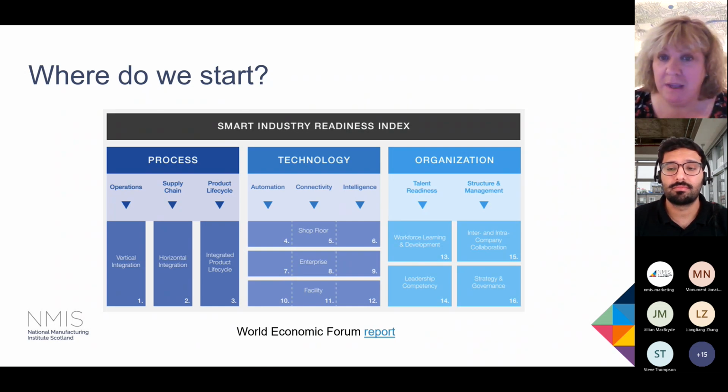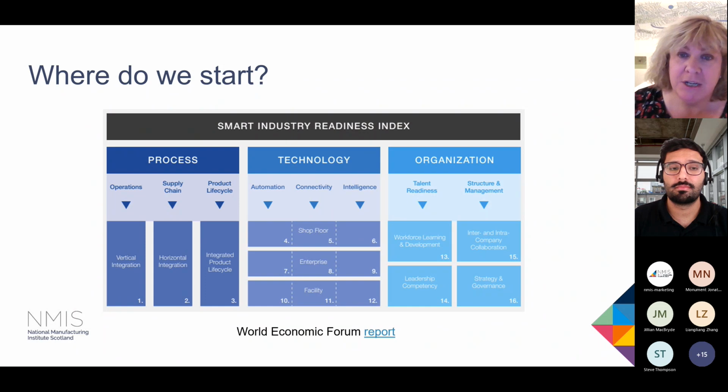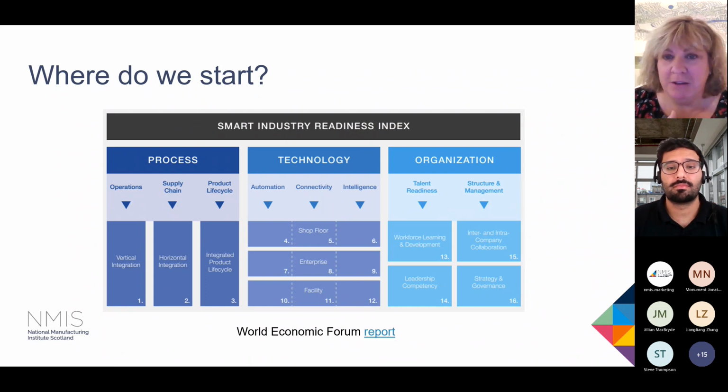A third is around process, so that vertical integration up and down within the factory, but also the horizontal integration across all your supply chains. And then the product life cycle: if we can design things better in the first place, then there won't be waste further down the line.